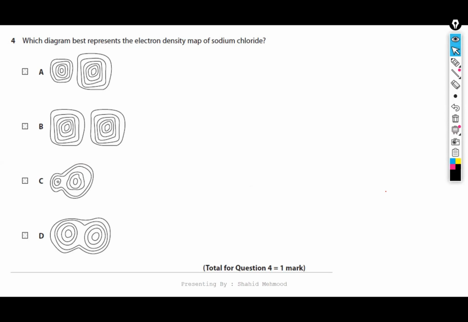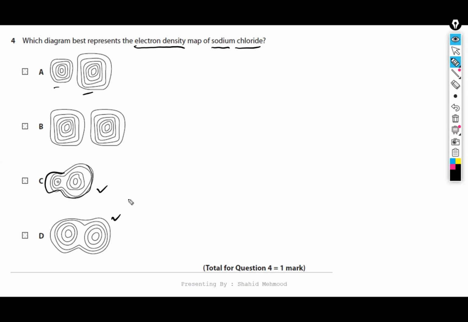Question 4. Which diagram best represents the electron density map of sodium chloride? We have two types of compounds, ionic compound and covalent compound. In an ionic compound, a metal combines with a non-metal. So in the electron density map of an ionic compound, there must be separate particles, while in covalent compounds they are enclosed in a single line. So this and this is for covalent.